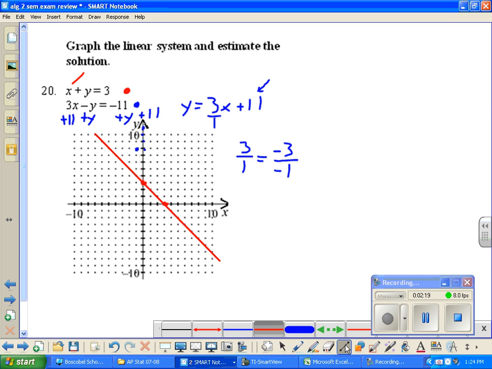Now I go ahead and put in my line. And to me, it looks like the lines cross right here. So that is negative 2, 5 is my solution.